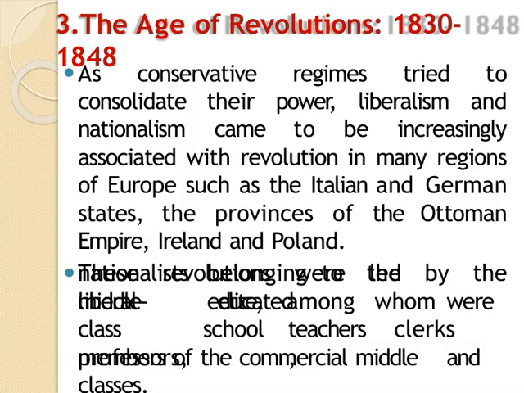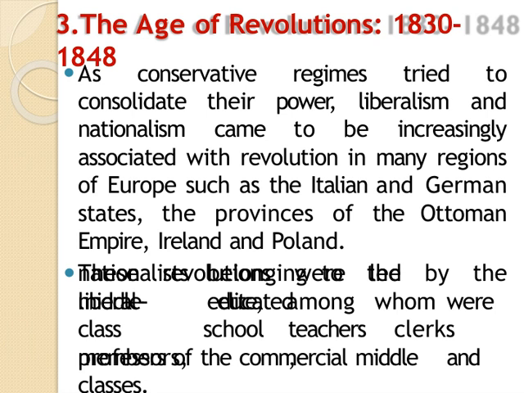As conservative regimes tried to consolidate their power, liberalism and nationalism increasingly became associated with revolution across many regions of Europe. This included the Italian and German states, the provinces of the Ottoman Empire, as well as Ireland and Poland. These revolutions were primarily led by the educated middle classes. Think of professors, teachers, clerks, and members of the commercial middle classes.